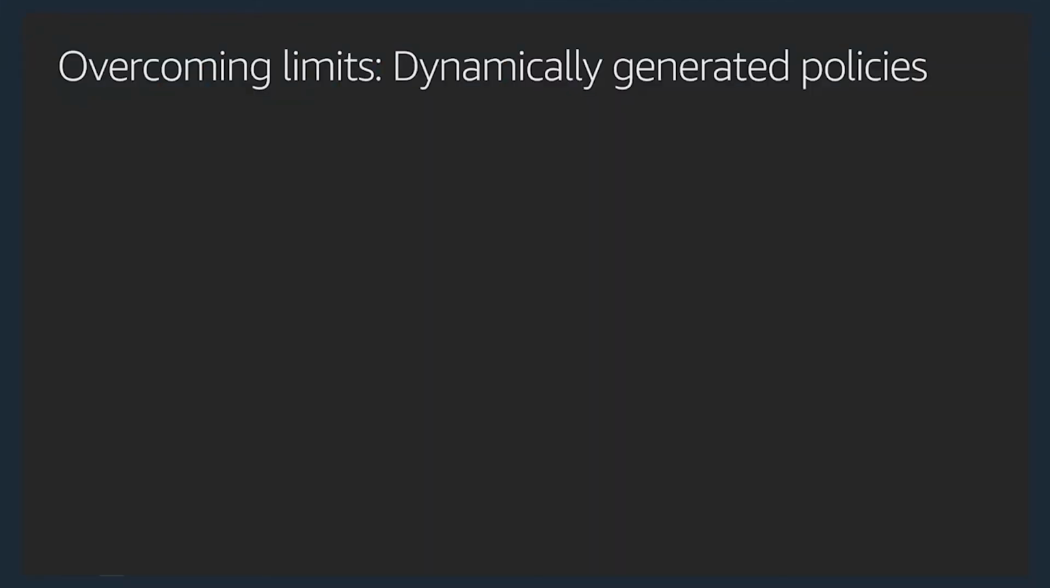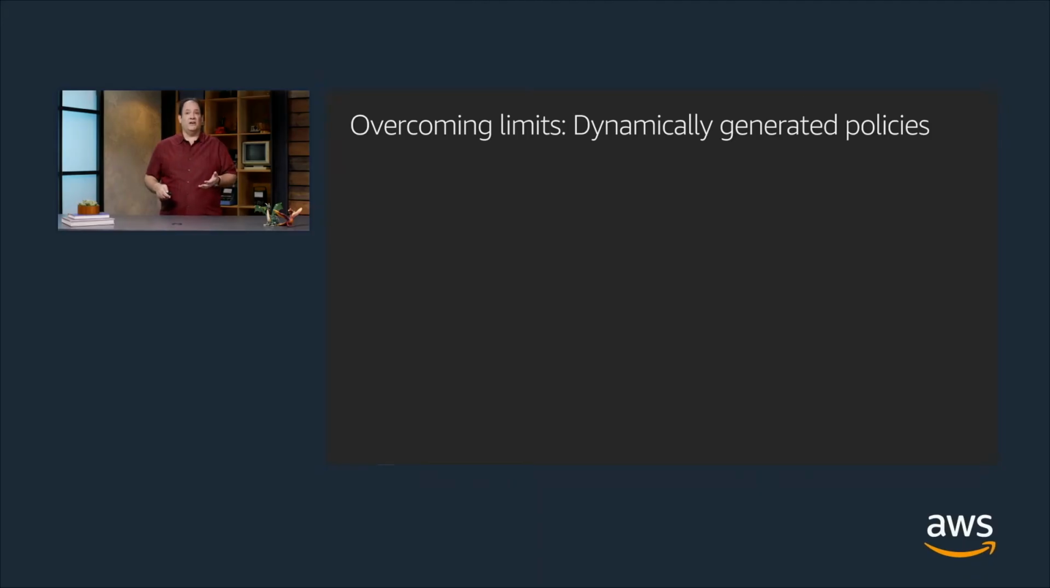Now, one of the things we have to think about with using this policy-based approach is that if we rely on IAM policies here, we could hit limits. We could have too many policies, too many roles based on the number of tenants in our system. So we need some notion of how to address that, and coming up with an approach might let us overcome that but still rely on IAM. And so this is where we use dynamically generated policies.